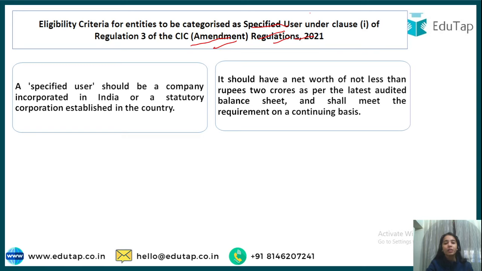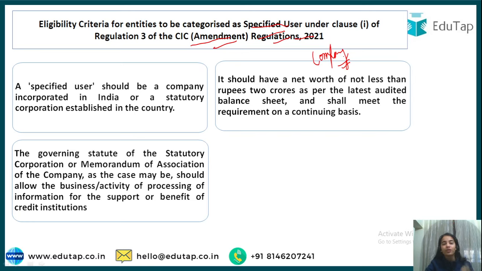It should have a net worth. See, if it is a company that we are talking about, then it should have a net worth of not less than 2 crores as per the latest audited balance sheet. So as per its latest audited balance sheet, it should have at least 2 crores with itself. Okay, its net worth should be at least 2 crores, and it's not like today you are showing that your net worth is 2 crore and tomorrow your net worth has gone down. It is required to keep your net worth at 2 crores on a continuing basis if you want to get the information from the CIC.